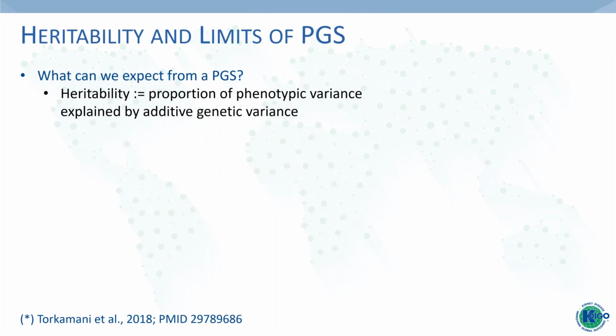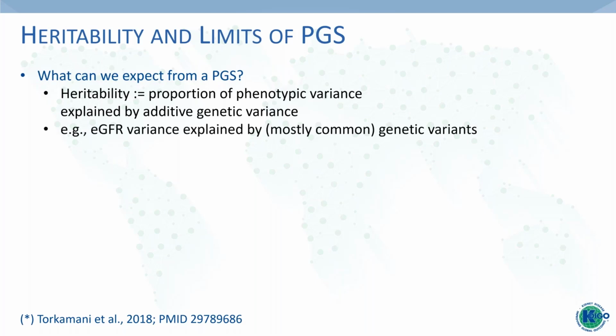A theoretical limit to what a PGS can predict is the heritability. This is defined as the proportion of phenotypic variance that is explained by additive genetic variance, such as the proportion of eGFR variance that is explained by mostly common genetic variance. A PGS can, by design, only predict variance that is heritable. Here's one example from the great review by Torkamani et al. that I found particularly useful.